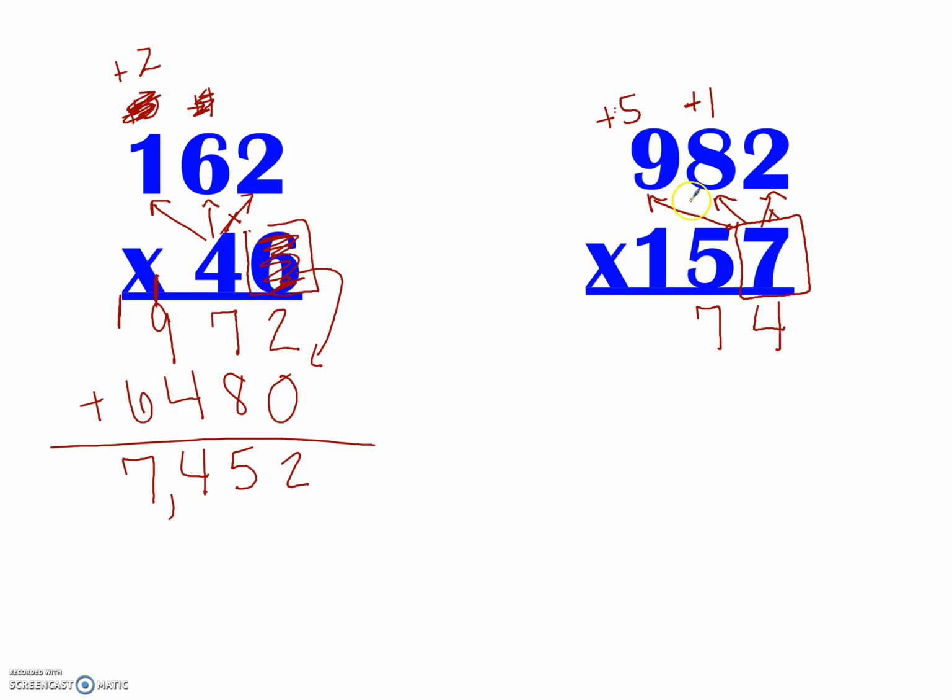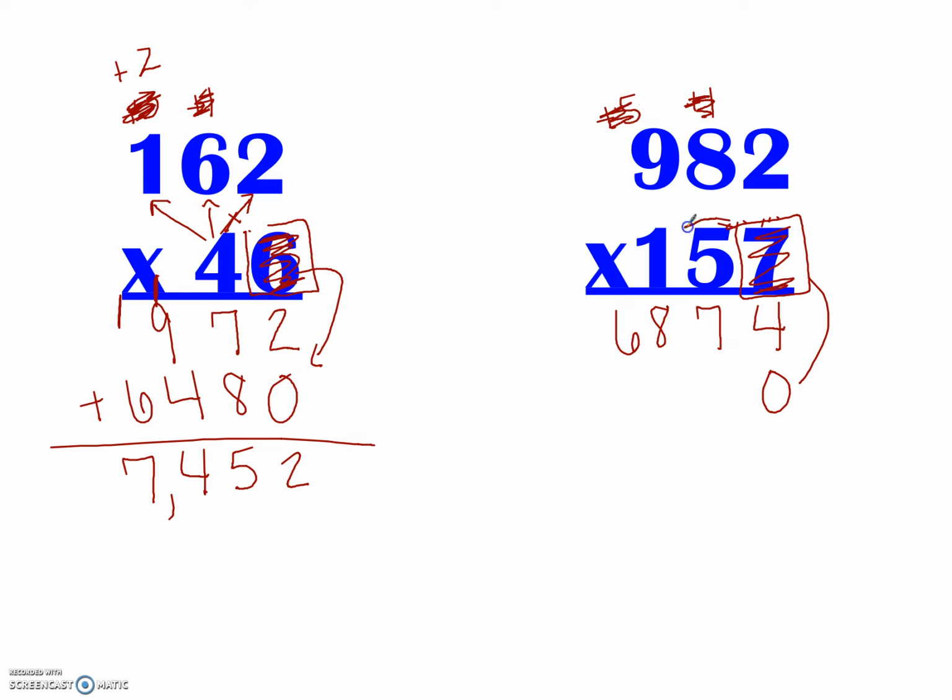9 times 7 is 63. And add back the 5. And we have 68. Okay, we're done with the 7. So we're going to mark it out, and we're going to put 1 placeholder. Clean up our arrows here. Okay, so we're done with the 7. You can mark out what we added back, or you can erase it.